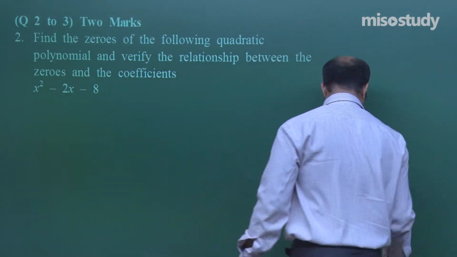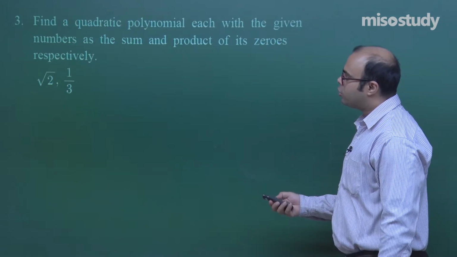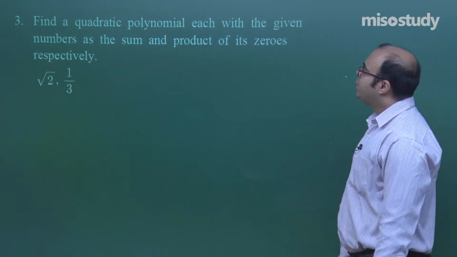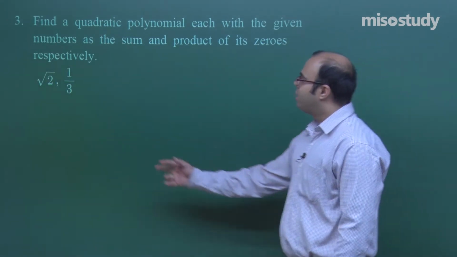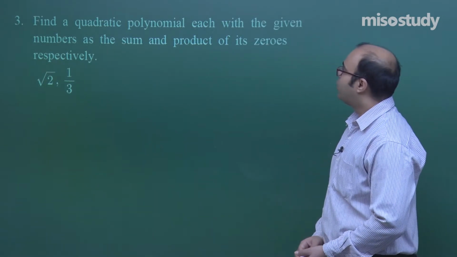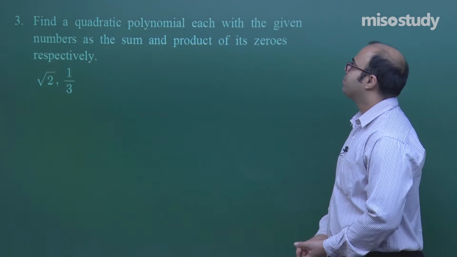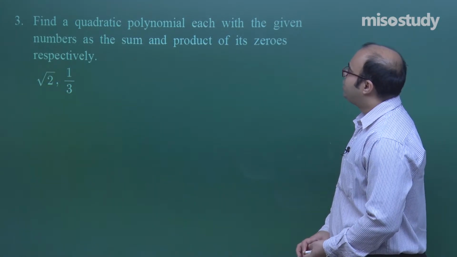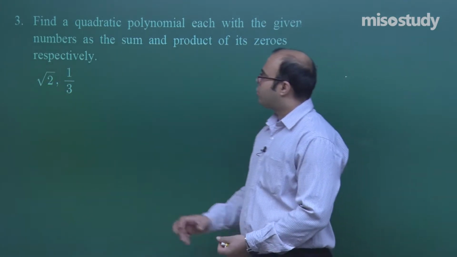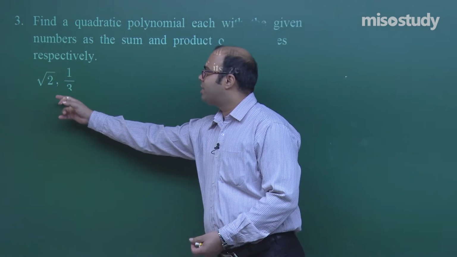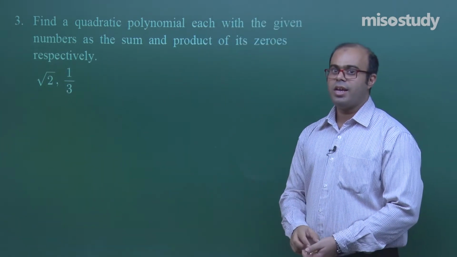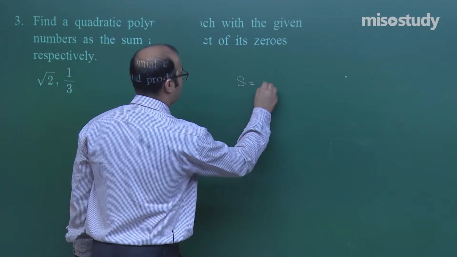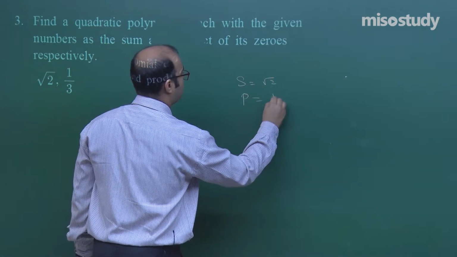In the third question, which is of 2 marks again, find a quadratic polynomial each with the given numbers as the sum and product of its zeros respectively. So, we have to find a quadratic polynomial with the given numbers as the sum and product of the zeros. This is the sum of the zeros and this is the product of the zeros. Can you find the quadratic polynomial? We have sum of the zeros as root 2 and product of the zeros as 1 by 3.